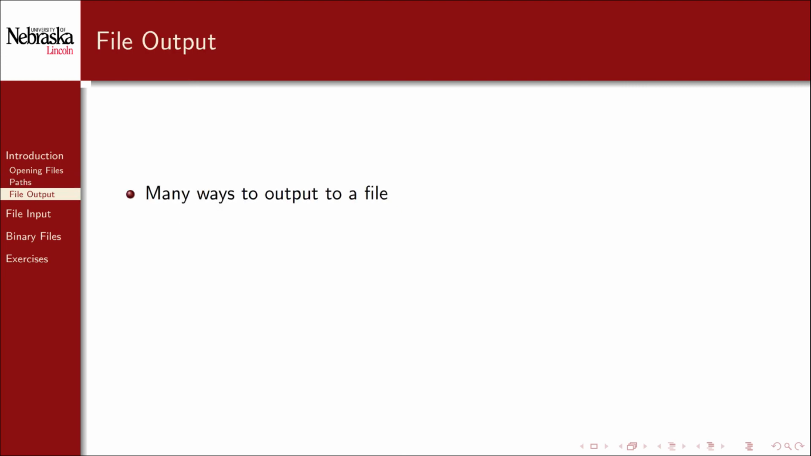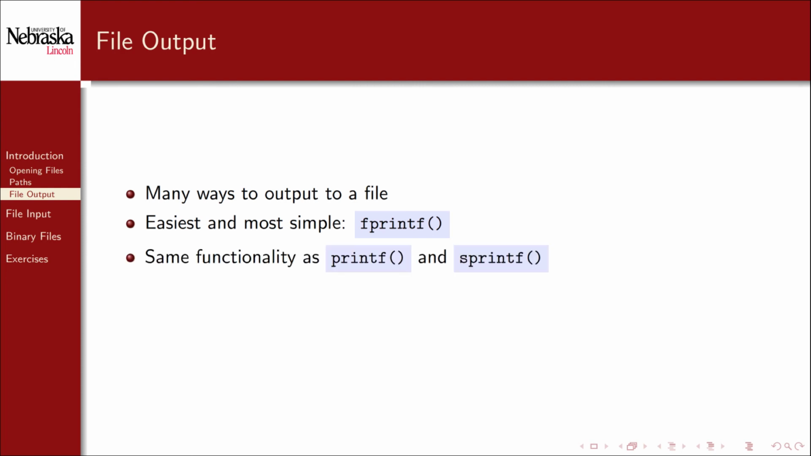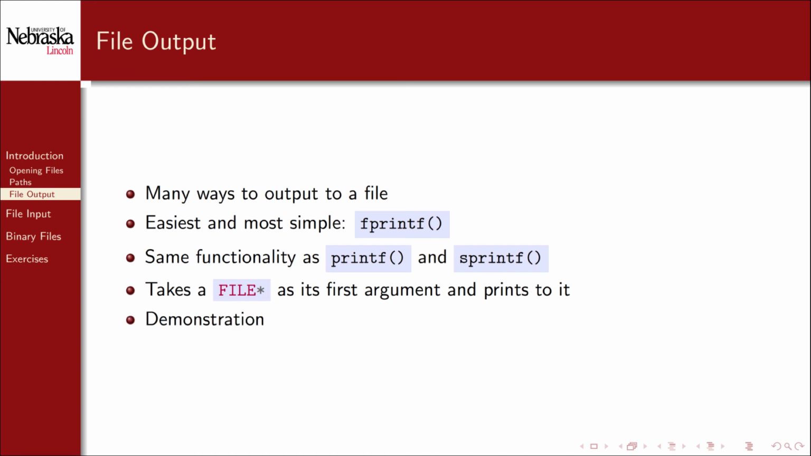To conclude, we'll cover how to output to a plain text file. This is a simple and easy task because you already know how to do it. You use a function called fprintf, which has the exact same functionality as printf and sprintf that we've already covered. All of the placeholders and tricks can be reused here. The only difference is that it takes an additional first argument, the file pointer that you want to output to. Let's take a look.